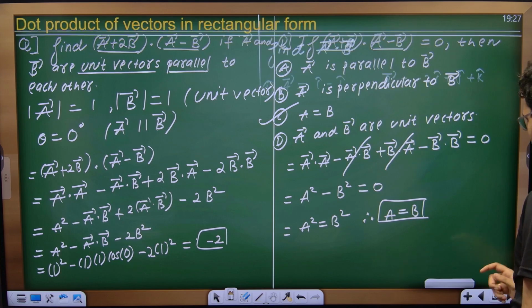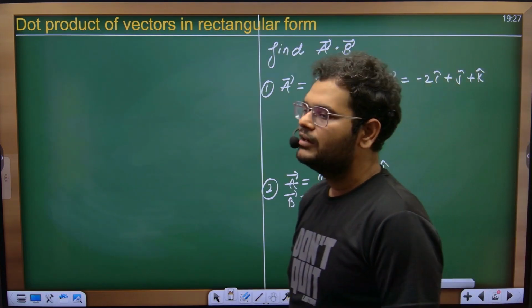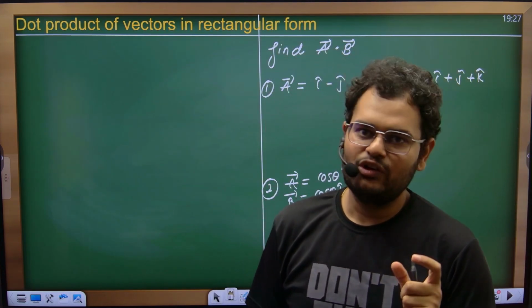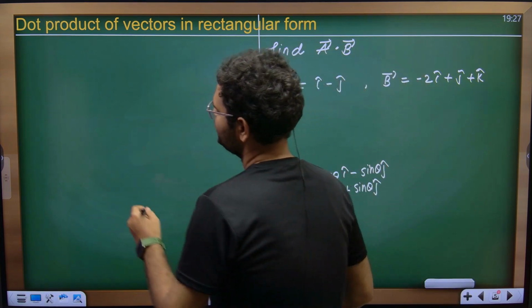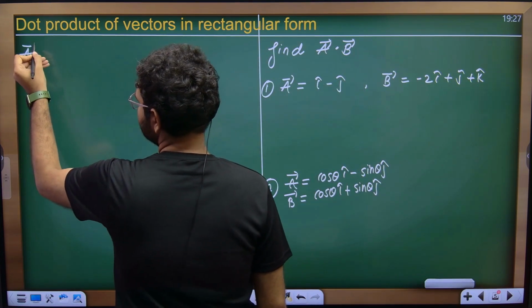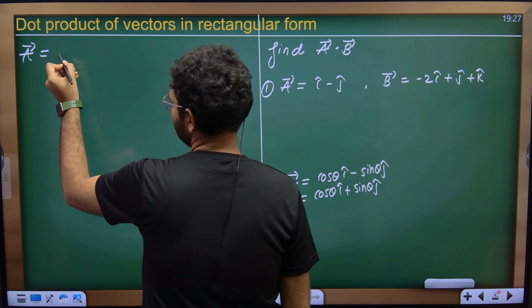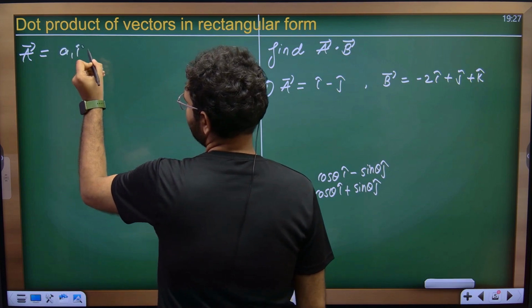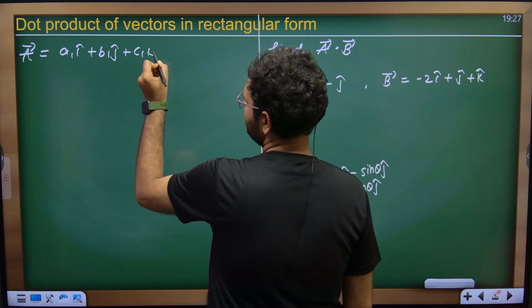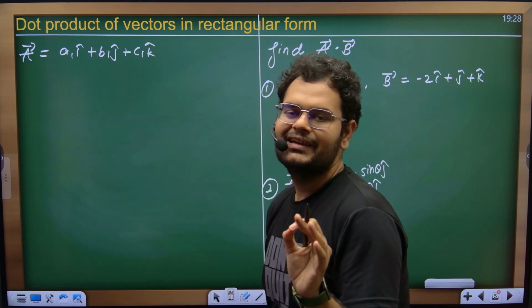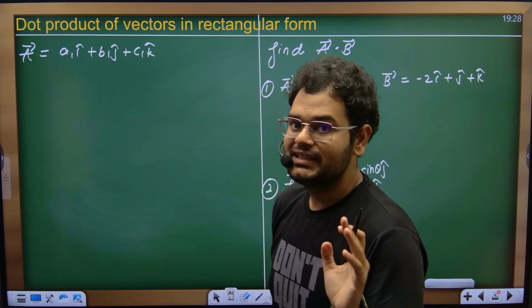Okay, sir. Going good, sir. Dot product in rectangular form. So now what I am interested to see is, suppose someone gives us a vector as a1 i cap plus b1 j cap plus c1 k cap. Which form is this? Rectangular form. You know, right? i, j, k. Yes, sir.